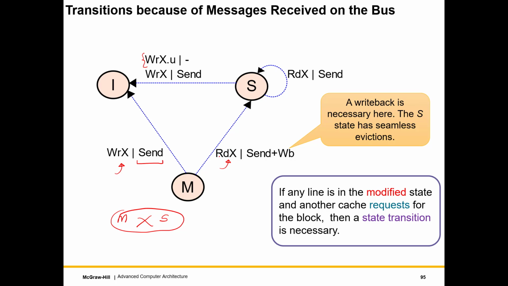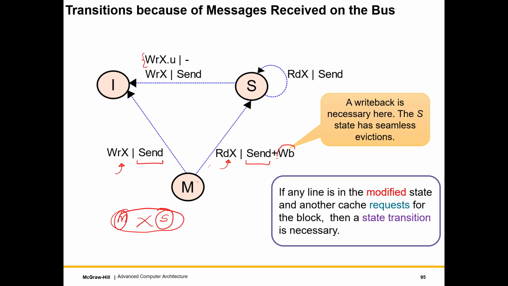In this case, if there is a read miss, then, because any line in the modified state must make a state transition if there is another request, the current line has to transition from the M to the S state. The reason is that we cannot have an M state in one cache and an S state in another cache: either one writer or all readers. So to get into all readers, we have an M to S transition and the block is also sent.